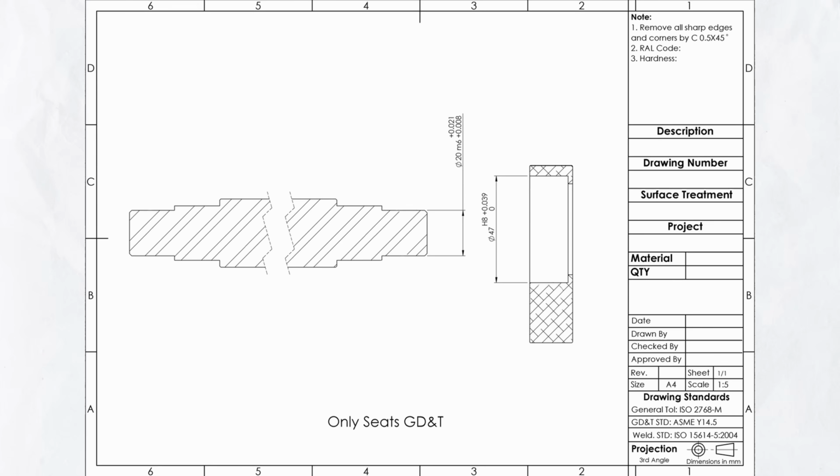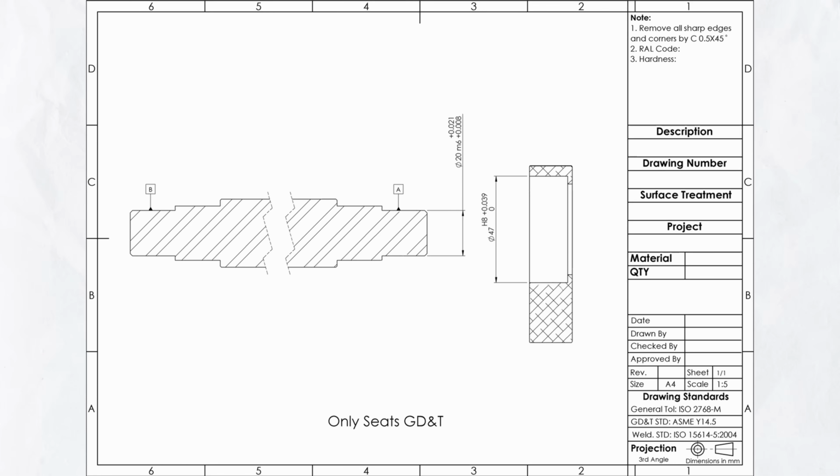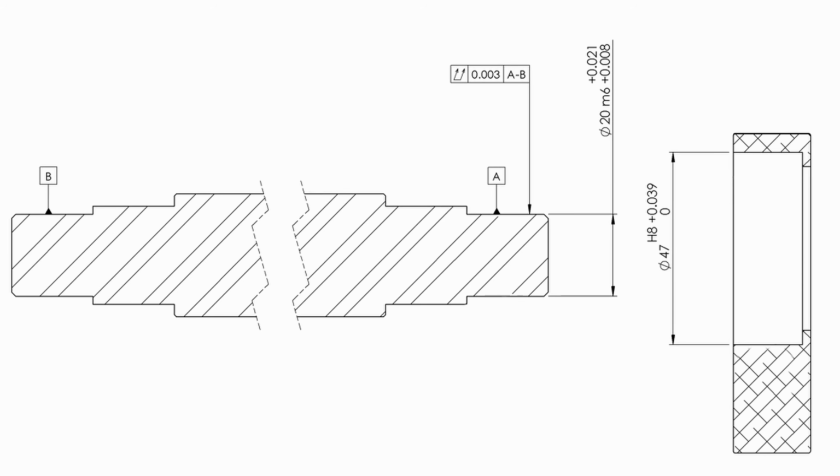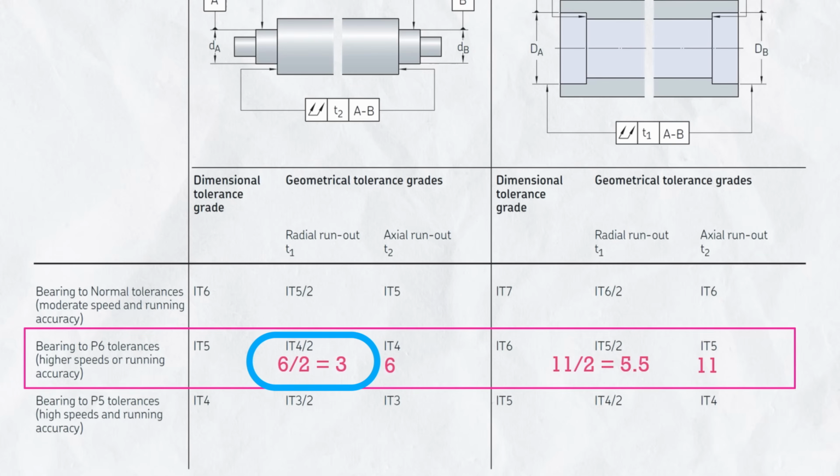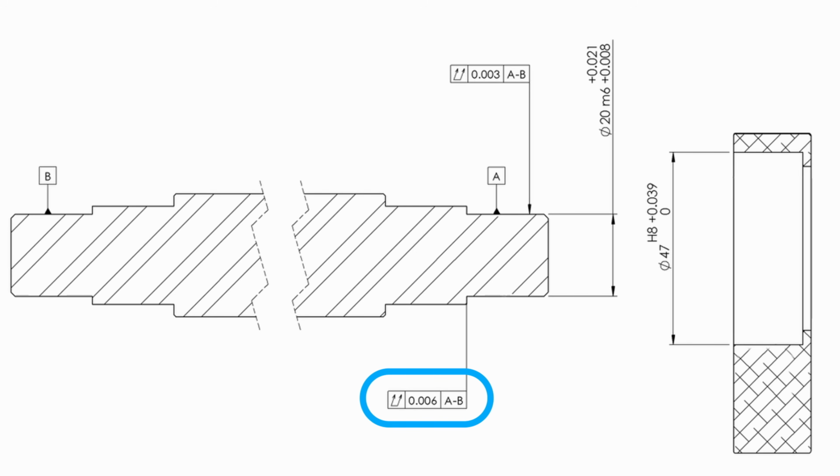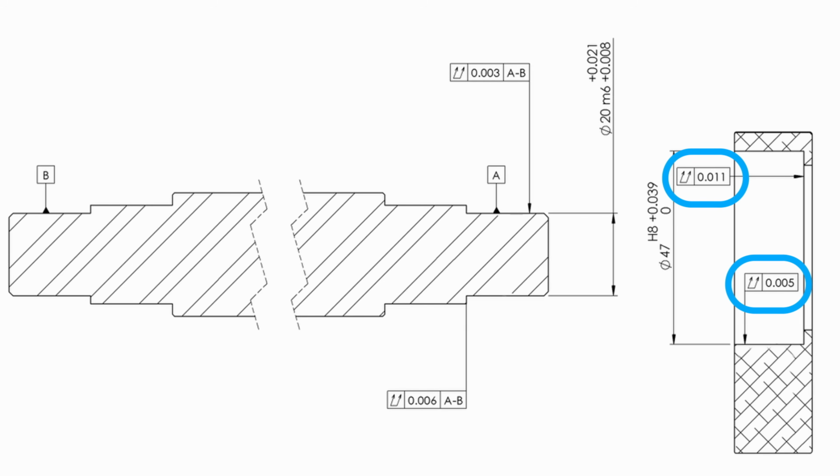So to apply the GD&T controls, we define the shaft seats as datums, datum A and datum B. And I will define the shaft radial total runout 0.003 and axial total runout 0.006, with respect to A-B. A-B means both datums have equal priority. And likewise, we can also define the total runout over the housing seats, something like this.